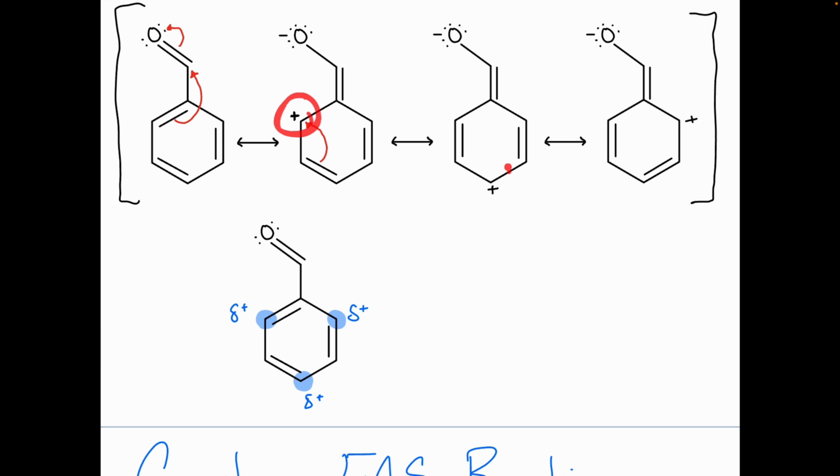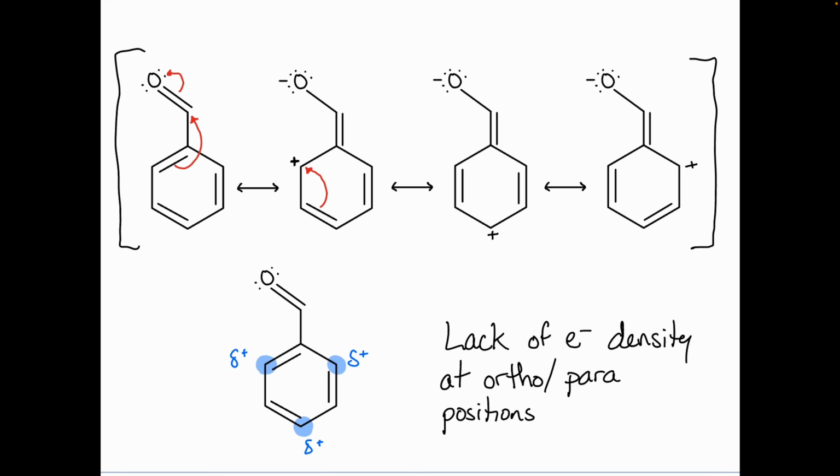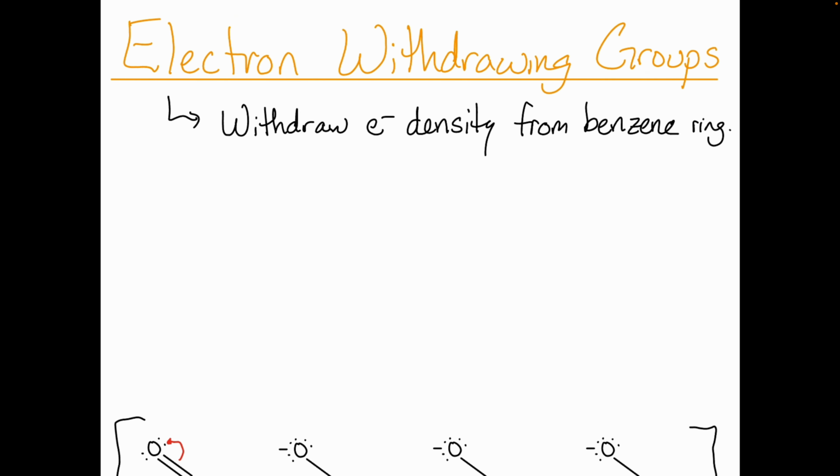All right, we have that positive charge on those ortho and para positions in our resonance contributors here, which means that those carbons have a relative lack of electron density. So we have a lack of electron density, and that lack of electron density is specifically at the ortho and para positions. Okay? And also, by analogy of what we talked about before, if we have a group that's taking electron density away from benzene, is that going to make it a better or a worse nucleophile? Now, all of a sudden, it's a worse nucleophile.